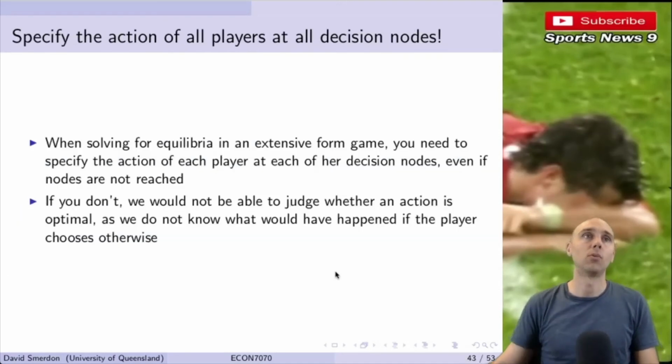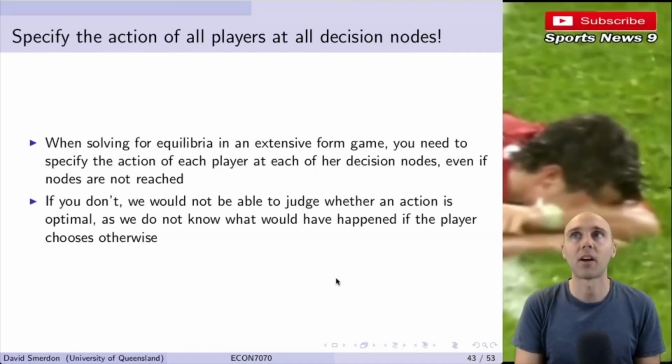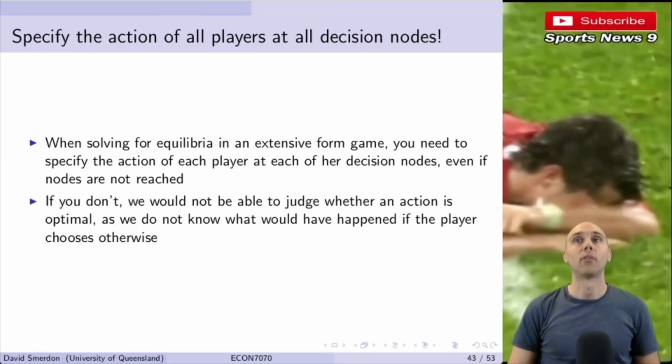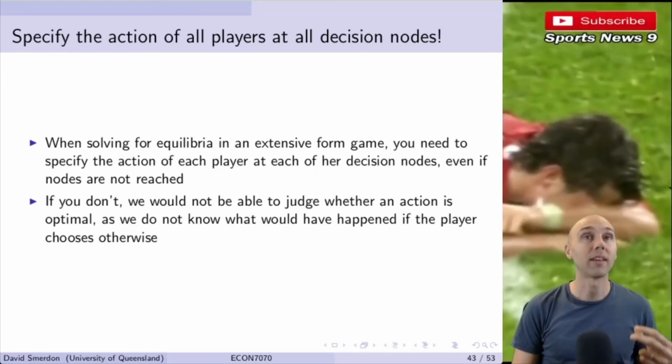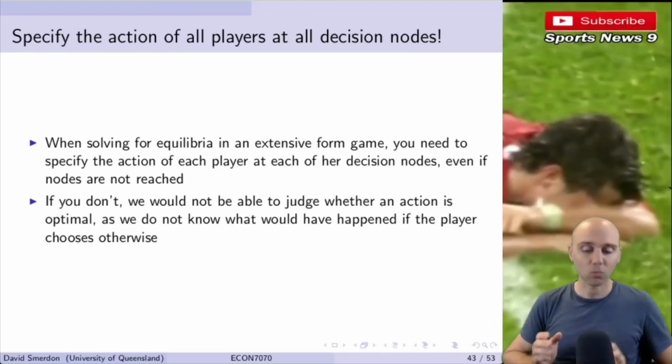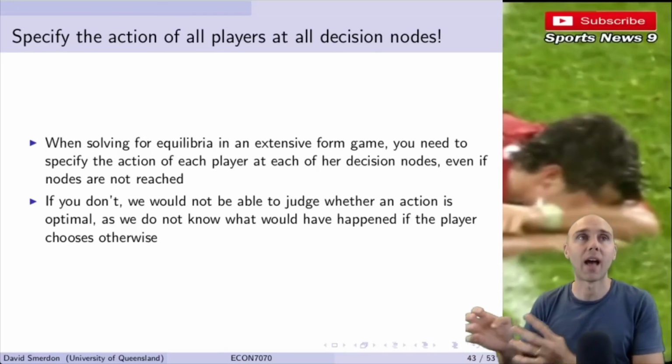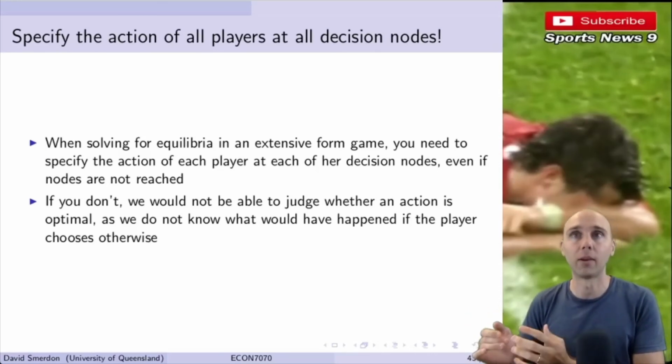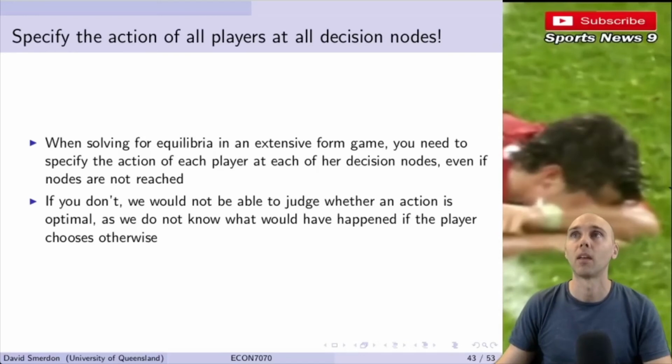I'll just reiterate that we need to specify the actions at each of the decision nodes, even those that we never actually reach on the equilibrium path. Because if we don't, then we cannot judge whether or not the equilibrium path consists of optimal actions. They're only optimal because of what others would have done if we did something else. So we need to know about those arrows that occur off the equilibrium path as well.